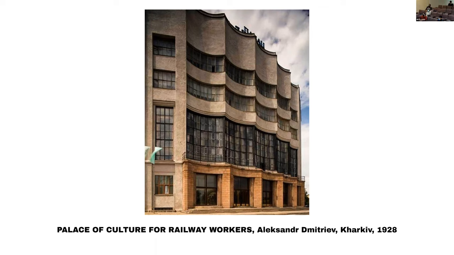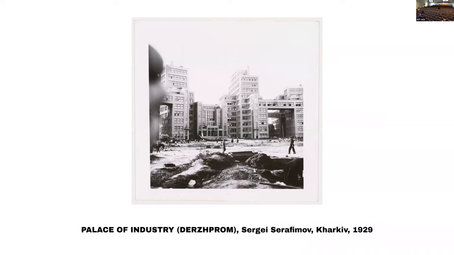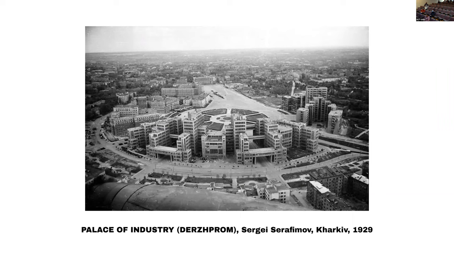So the photo we're looking at here is the Palace of Culture for Railway Workers by Alexander Dmitriev. It was built from 1927 to 1932 to honor the railway workers that were the staples of the uprising. This is a photo of the Palace of Industry, which y'all might have seen in the news, also known in Ukrainian as Derzhprom, overlooking Freedom Square as this first Soviet skyscraper. Another aerial photo.